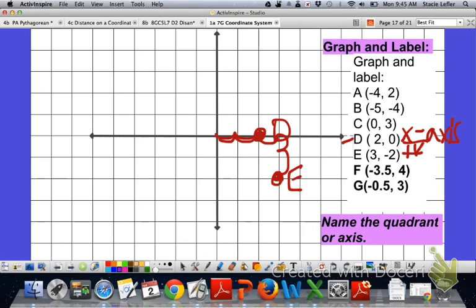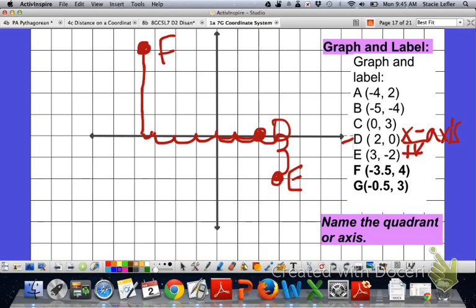Okay, how about F? F is a little tricky. We're at negative 3.5. So we're going to go left for negative. I'm going to go over 1, 2, 3, but then it just says half, 0.5, 5/10. Halfway, that is, towards the next one of negative 4. So I just go over halfway. And then from there, I'm going to go straight up 4 places, 2, 3, 4. And that's where the point is for F.